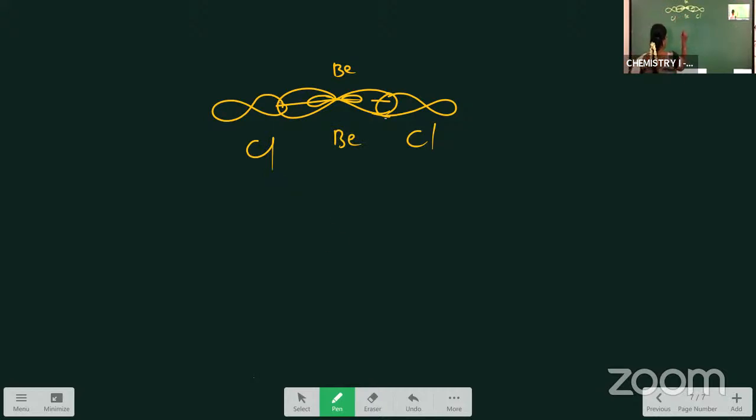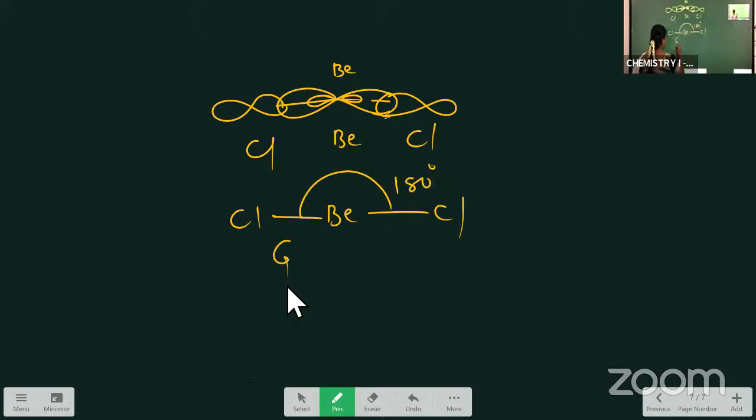आप सिंपल सा शेप बनाना चाह रहे. This is chlorine. This is chlorine. So what is this bond angle? Semicircle मतलब 180 degrees. इसका geometry क्या है? Geometry is linear. All the atoms are in the same line. So it is linear. Bond angle क्या है?